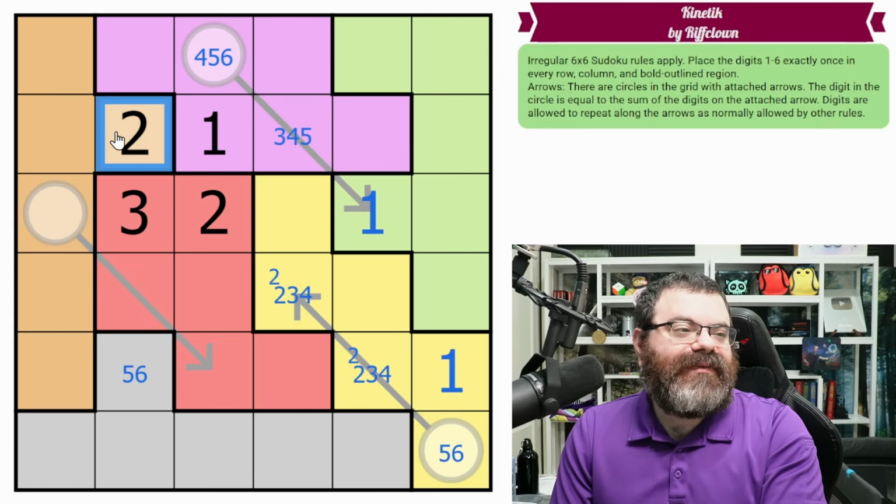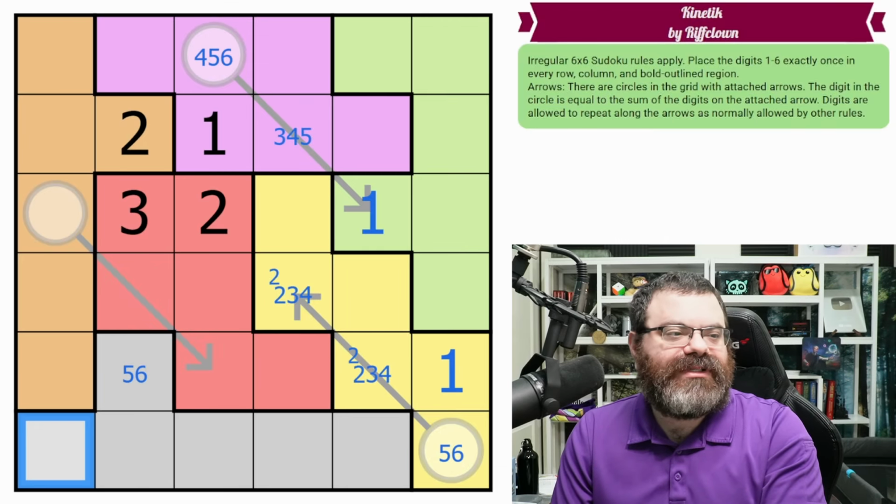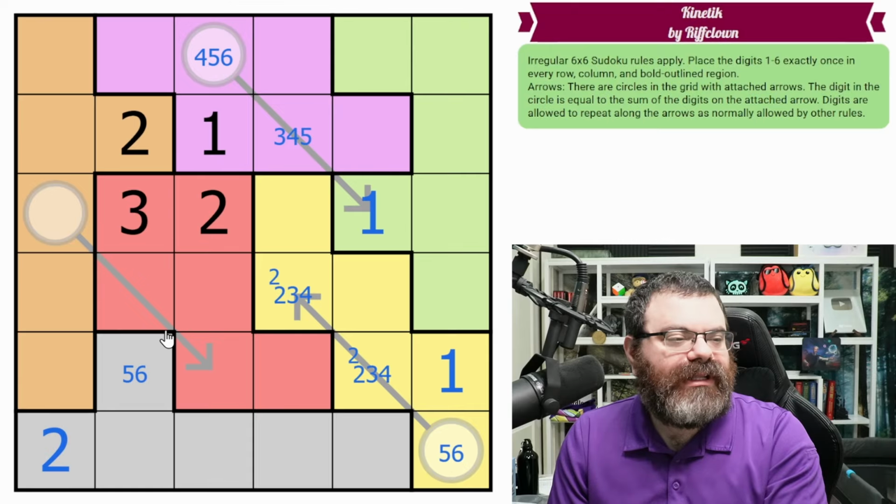This 2 actually gave us a 2 right away, and I didn't notice it. But where does 2 go in this column? Because it can't repeat in the orange, the only place 2 can go in the column is exactly right here.